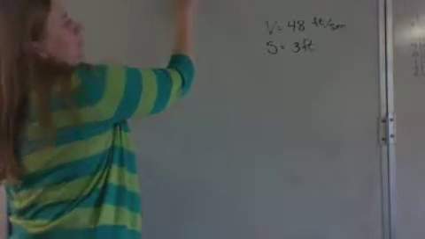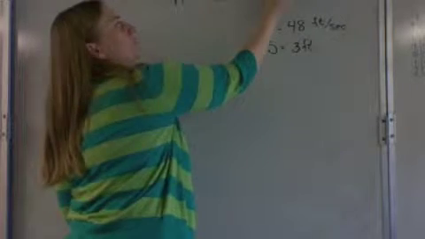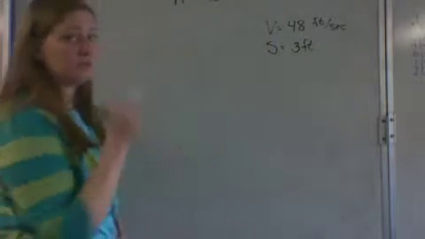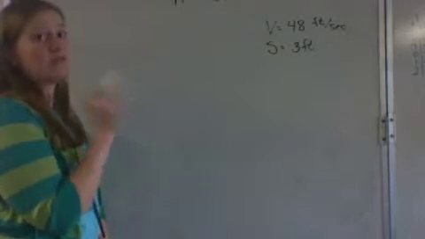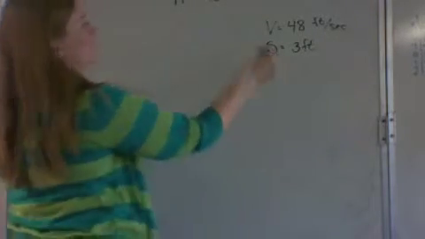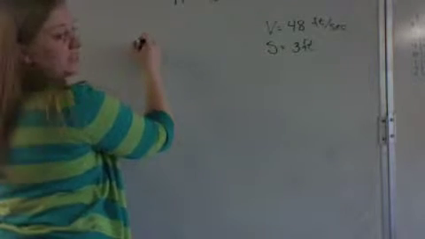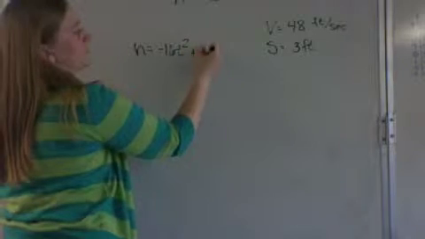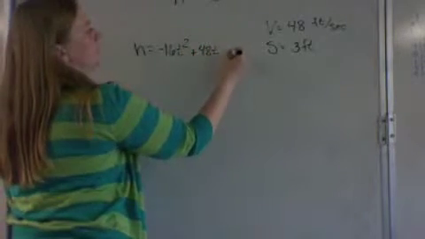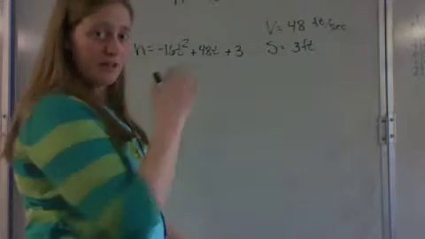So, remember, we're going to use h equals negative 16 t squared plus vt plus s. I'm not giving you this formula for the test, and I've told you that for a long time. You are expected to know this for the test. What you need to do is just plug in your v and your s. So the first answer is just h equals negative 16 t squared plus 48t plus 3. There's the answer for the first question.